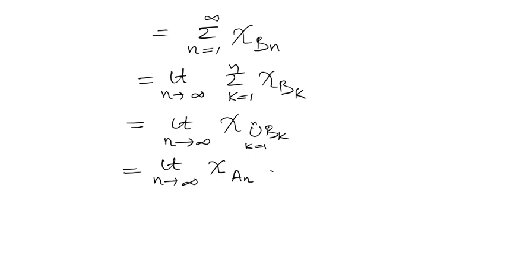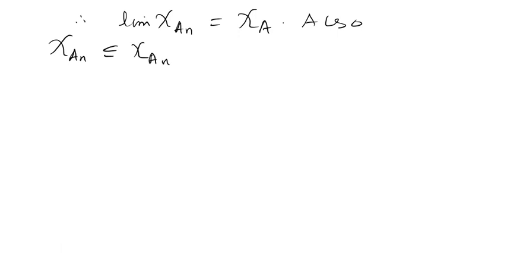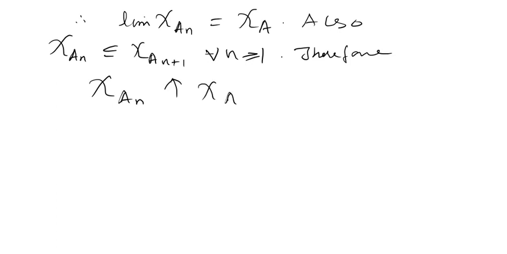Because the union of Bk, k runs from 1 to n, is equal to the union of Ak, k runs from 1 to n, which is equal to An, because it is an increasing sequence. So therefore the limit of chi of An is equal to chi of A. Also chi of An is less than or equal to chi of An plus 1, because An is a subset of An plus 1 for all n greater than or equal to 1. So this limit is actually an increasing limit. Therefore chi of An increases to chi of A.